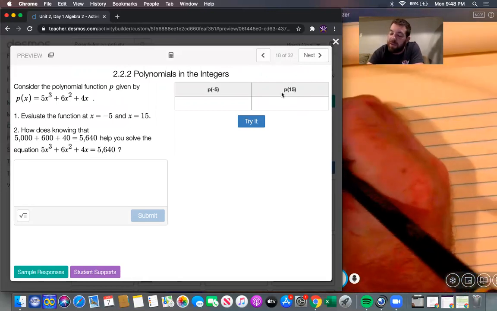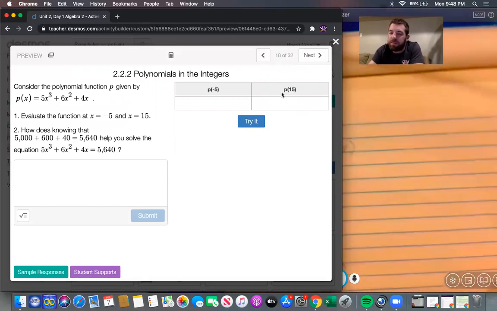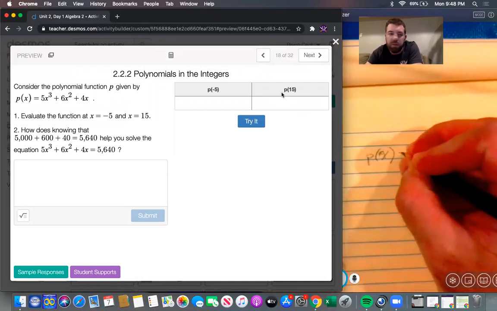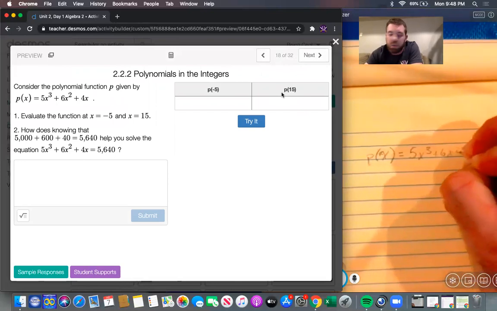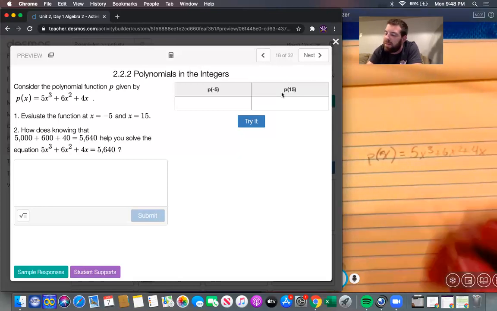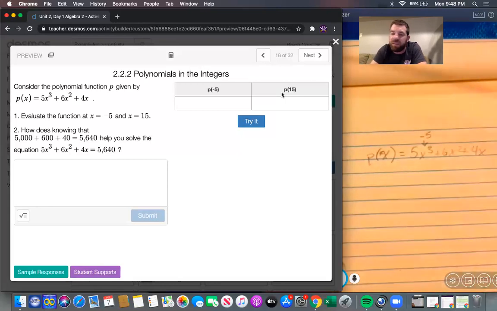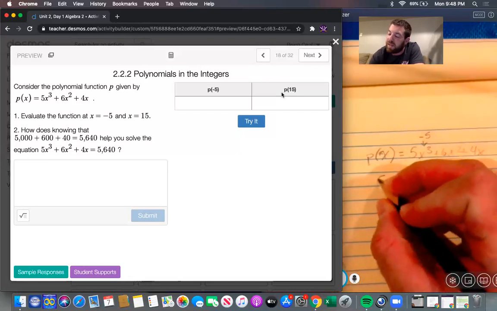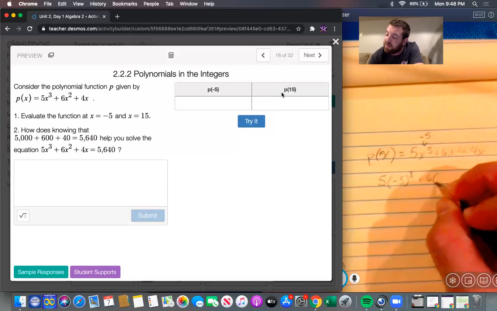So if we have P of x equals 5x cubed plus 6x squared plus 4x, again, if I'm evaluating that at -5, that means I'm plugging a -5 in for every single x. Now just make sure when you plug that in, it looks like this.